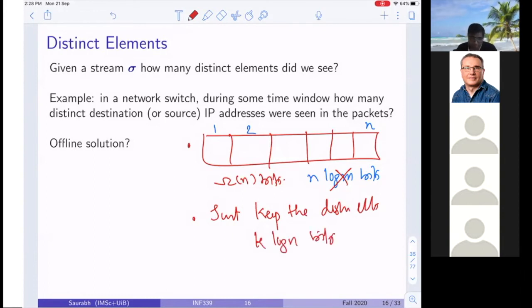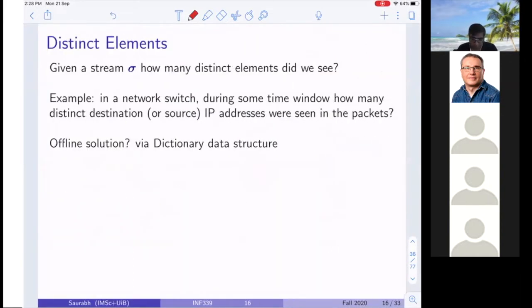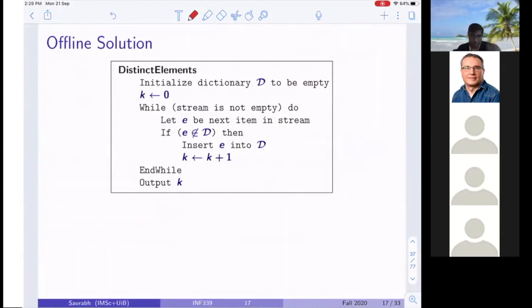But how will you go about doing whatever Venkatesh just now said? It is as follows. We can keep some dictionary data structure, right? So for example, here is my distinct element offline solution. I initialize some dictionary D to be empty. And while the stream is not empty, let E be the next item in the stream. I'm not caring about the time at this point of time. If E is not in the dictionary, then you insert E into the dictionary, increase K to K plus 1, and you output K, right?